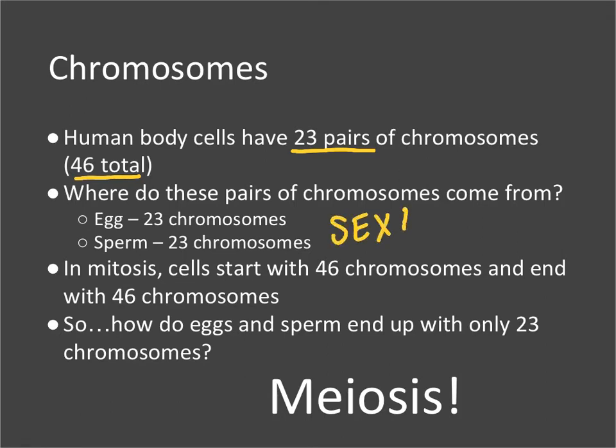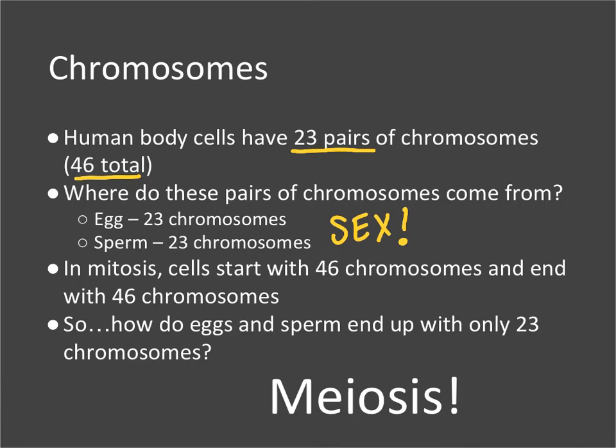So approximately 9 months before you were born, your parents had sex, and your dad took a sperm with a package of 23 chromosomes, gave it to your mom, and that sperm fused with a package of 23 chromosomes that her body created in the form of an egg. And what you ended up with were these 46 total chromosomes that we can talk about in the sense of pairs.